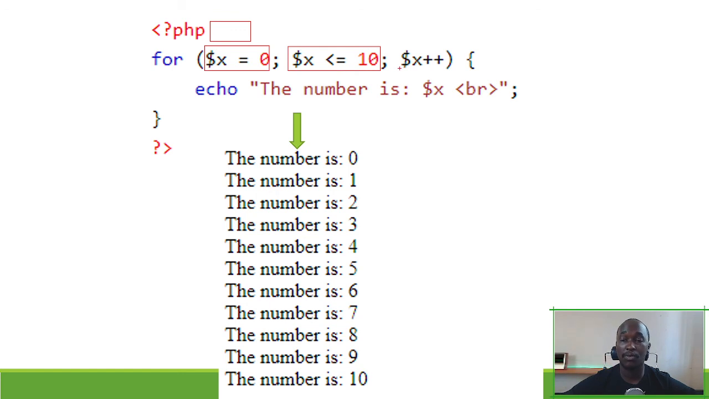X is less than or equal to 10. And then we have X plus plus. So this is going to print 0 to 10. So it's easy, the for loop.